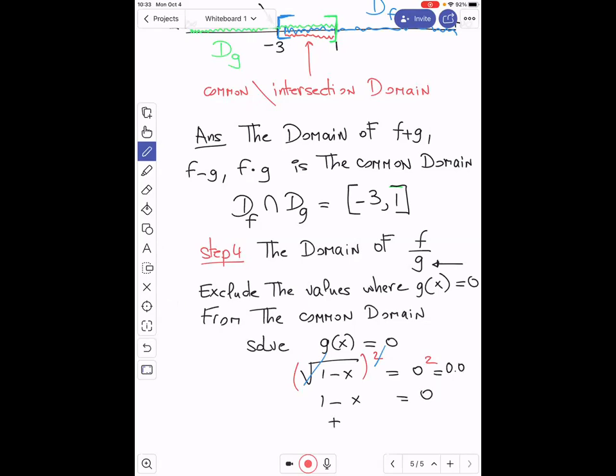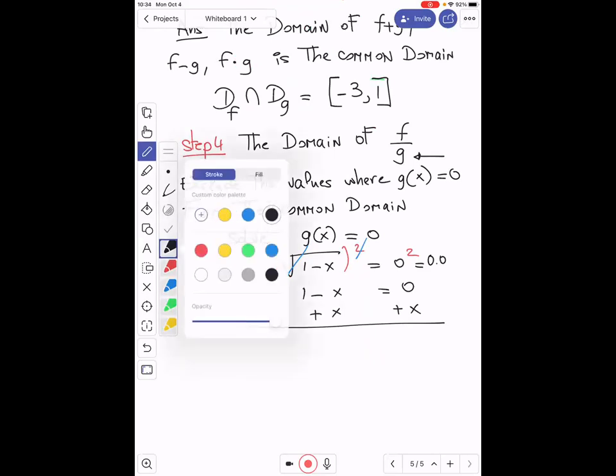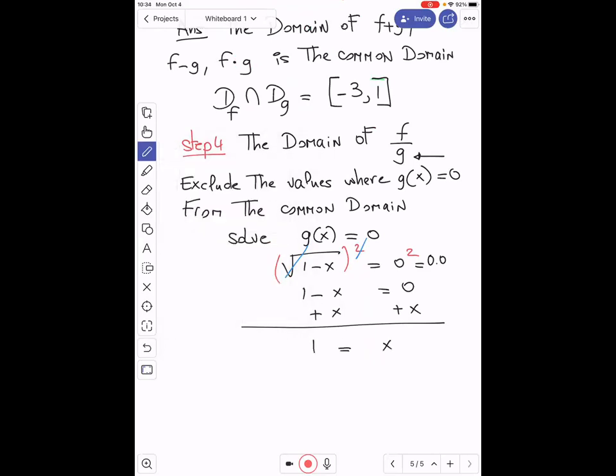And then you add x to both sides. So it's just 1 on the left and x on the right side. So this is where g of x is 0, when x is equal to 1. It makes sense, because if x is 1, 1 minus 1 would be 0, so the square root of 0 is just 0 because 0 times 0 is 0. So we need to exclude this solution from the common domain.